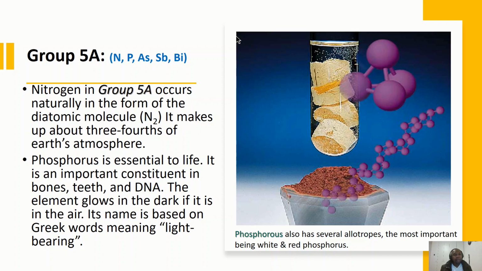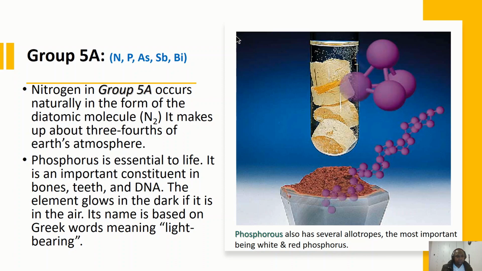Group 5A comprises nitrogen, phosphorus, arsenic, antimony, and bismuth. Nitrogen in group 5A occurs naturally in the form of diatomic molecules, N2. We're going to talk about the elements that are mostly in diatomic or polyatomic molecules later. It makes up about 3/4 of the Earth's atmosphere.